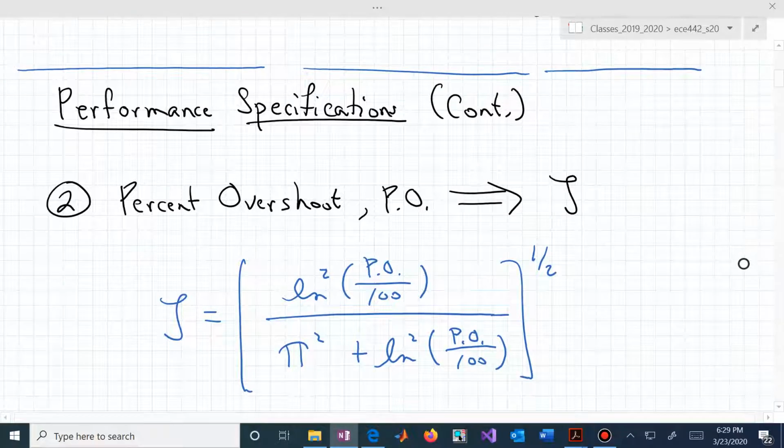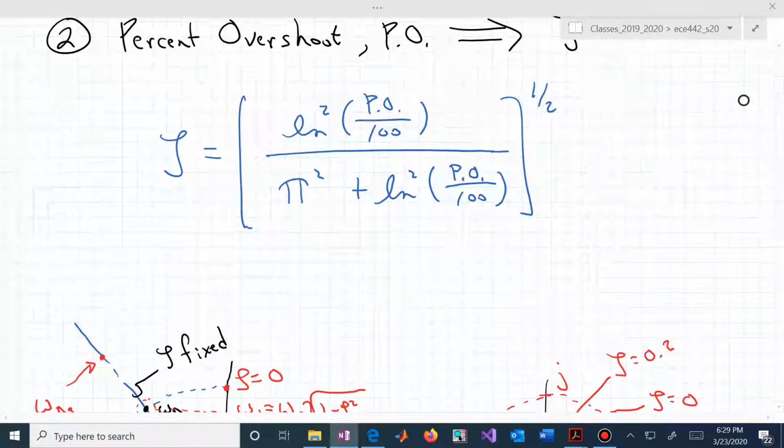If somebody now gives you a percent overshoot, they say, oh, I can tolerate a 30% overshoot, you can now, using this equation, solve for zeta. And this equation is determined from a second order underdamped system, and we know how to compute percent overshoot if somebody gives us data points.